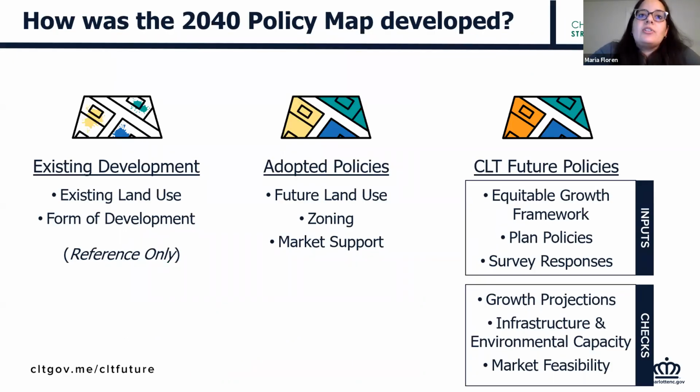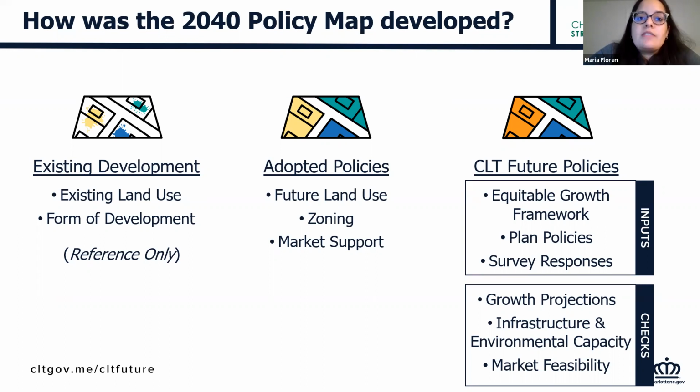So there were several data inputs used in each of the 3 mapping steps. We'll focus on the inputs for the adopted policies and Charlotte Future 2040 policy map, since these 2 steps inform today's draft map. The major inputs for the adopted policies map included future land use recommendations from area plans adopted since 2010. This guidance accounts for approximately 27% of our land area.